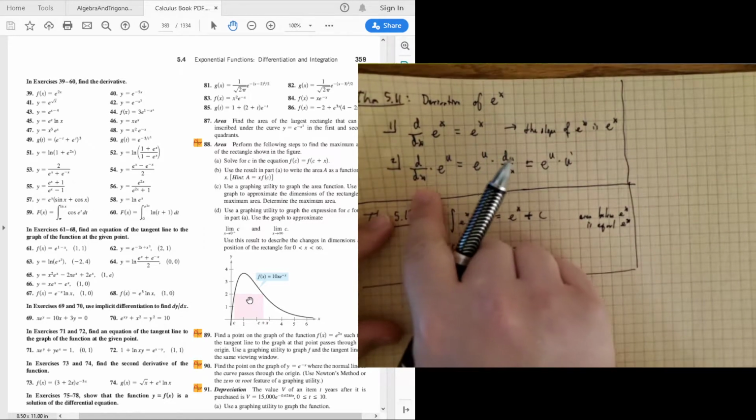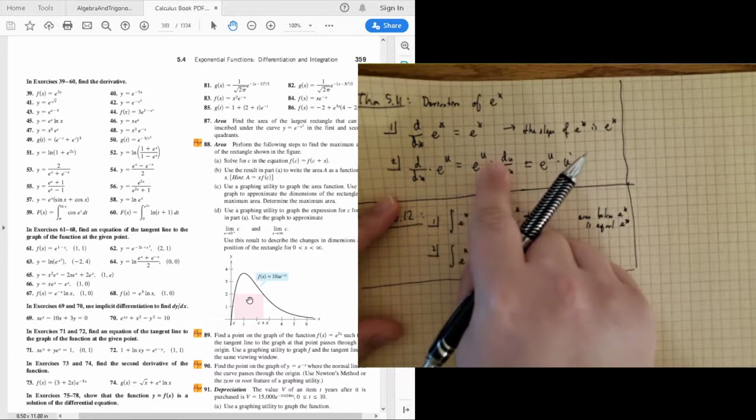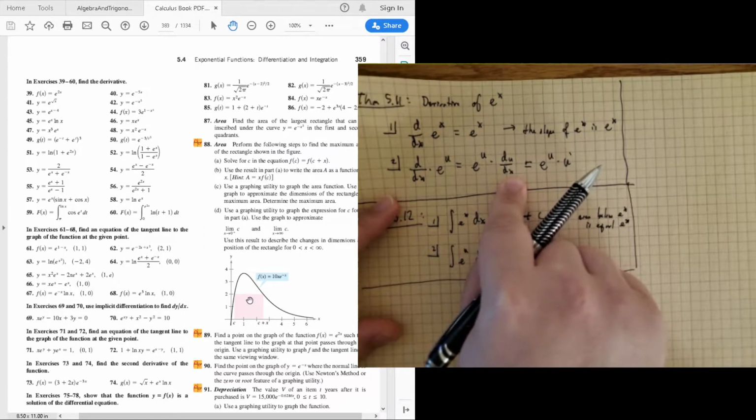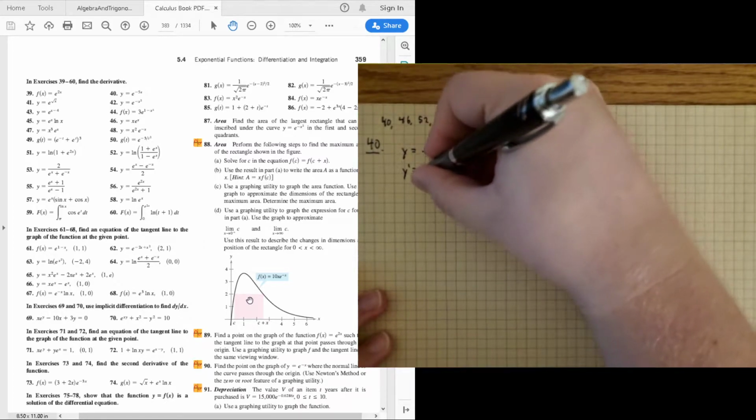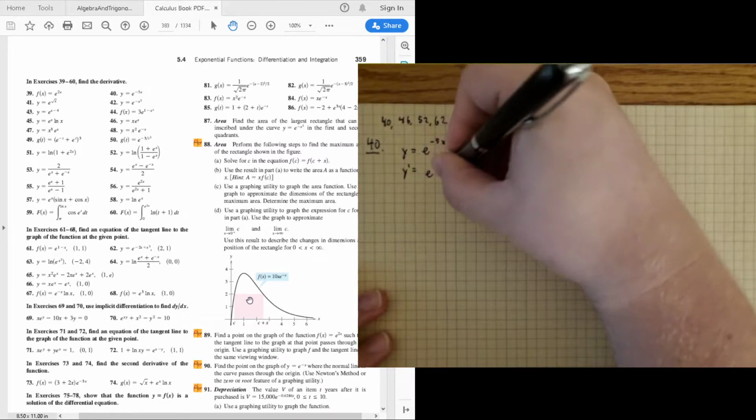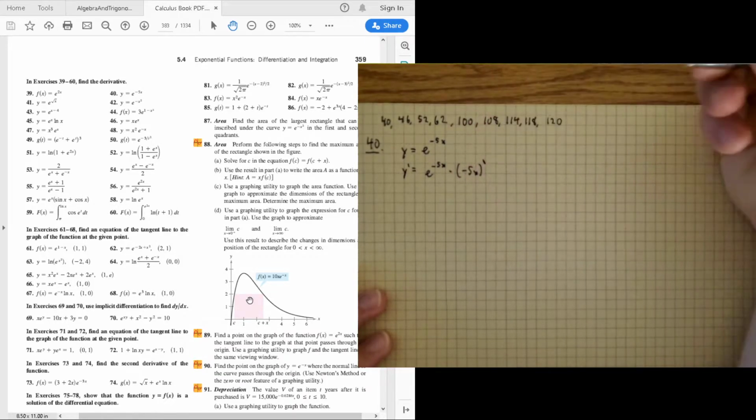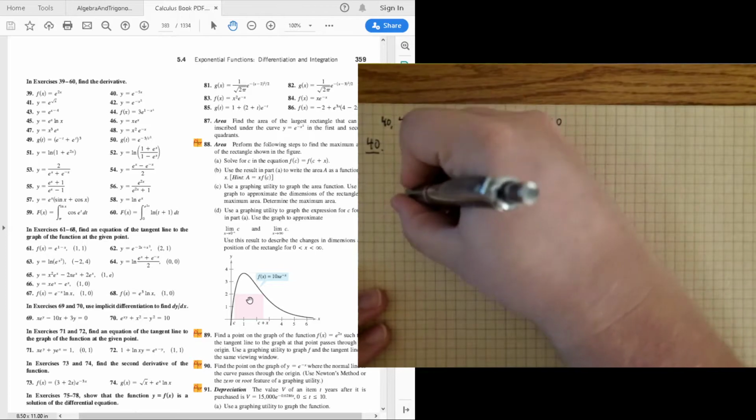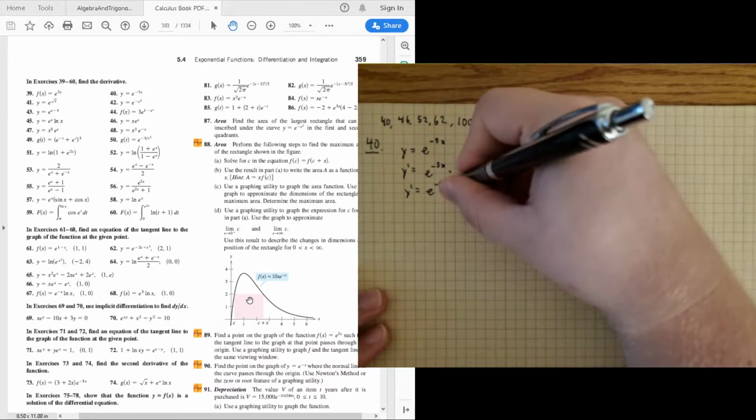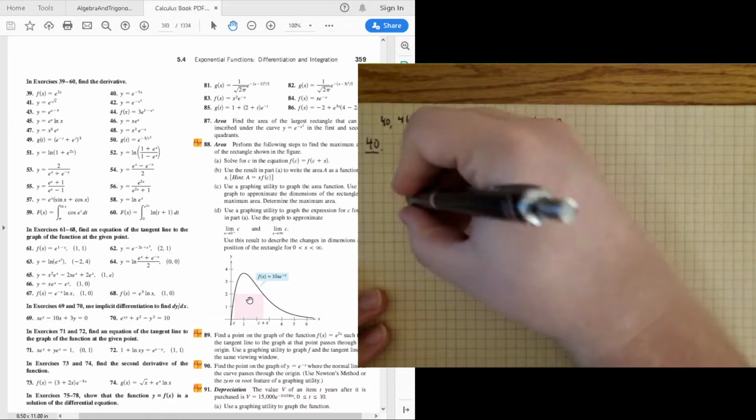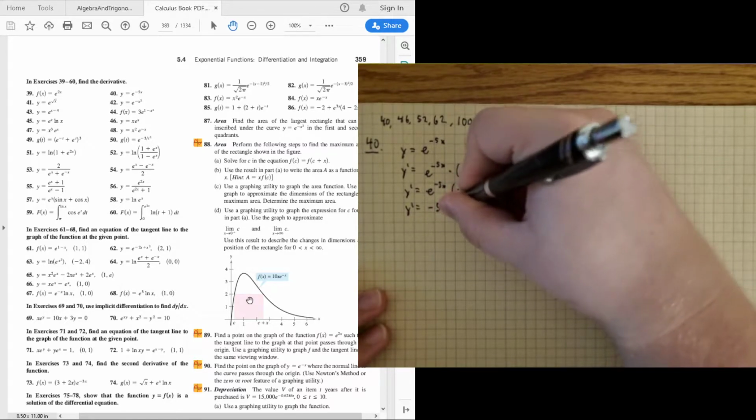Theorem 5.11, part 2 states that to find the derivative of this function, we keep the inner function the same and then multiply by the derivative of the power. So e to the negative 5x would be e to the negative 5x times the derivative of negative 5x, which of course we all know is negative 5, which means y prime would be negative 5 e to the negative 5x.